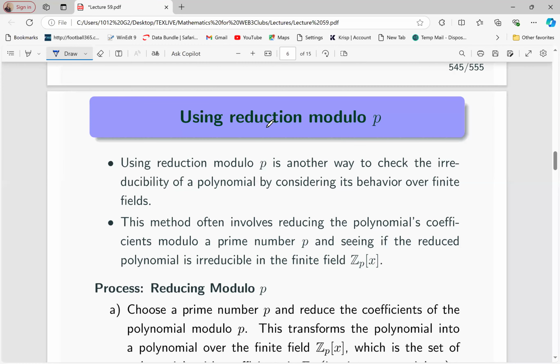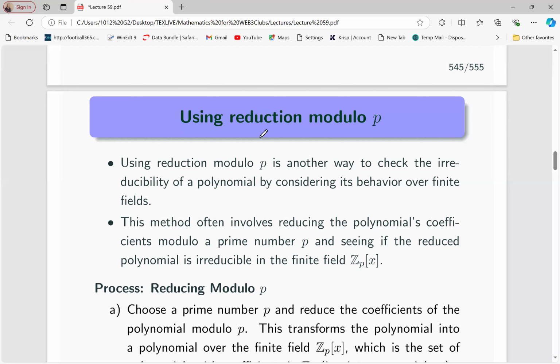Now, we're looking at reduction mod P. What we're saying is you have a polynomial, you think of a prime number, and then you use this prime number to reduce the polynomial mod P, just the same as we've been doing when reducing mod P. You reduce this polynomial, and then check if the reduced polynomial can be factorized. If it can be factorized, then it means the original polynomial can also be factorized.